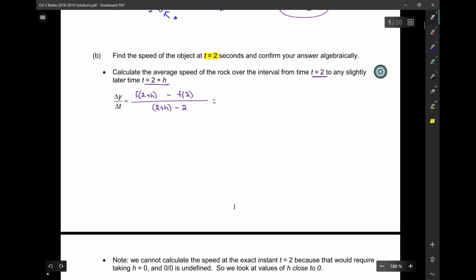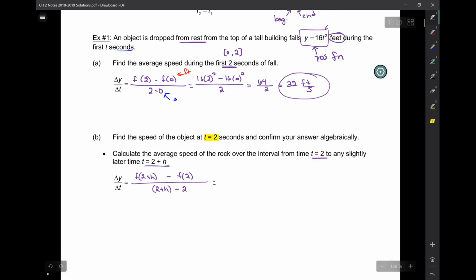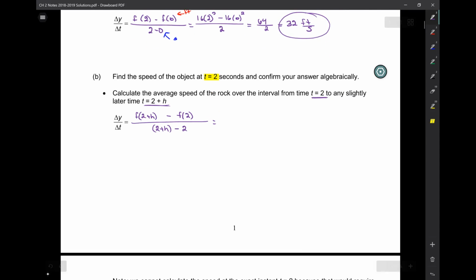So what we're looking for here is the average velocity in the time interval 2 seconds and 2 seconds and a nanosecond after that. All right, so what's f of 2 plus h? We're going to take 2 plus h and plug it into our original function, 16t squared. So that's going to be 16 times (2 plus h) squared minus 16 times 2 squared, over h.